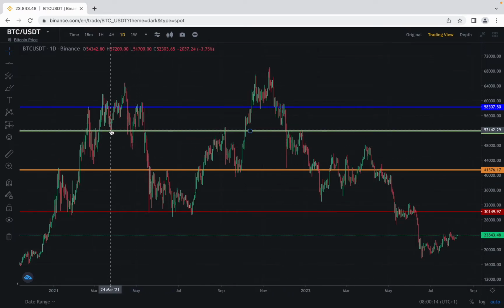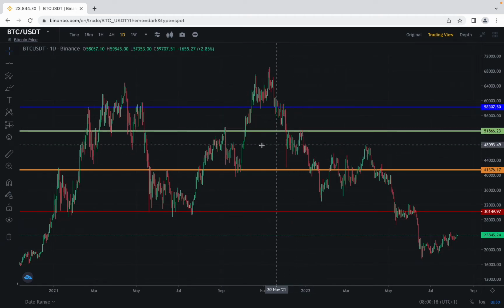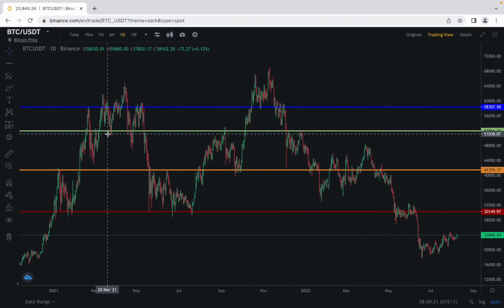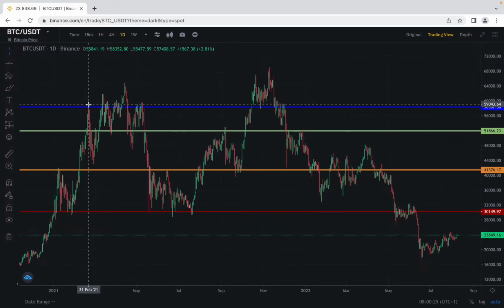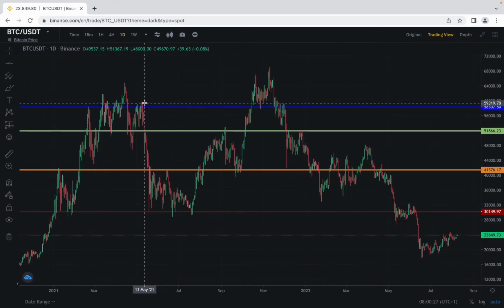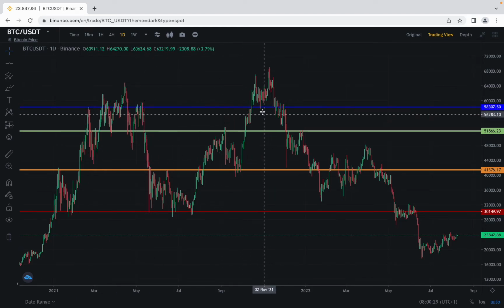Now there is a touch here, there is a touch here, and there is a touch there. 1, 2, 3, 4. That's okay. Here there is a touch. 1, 2, 3.